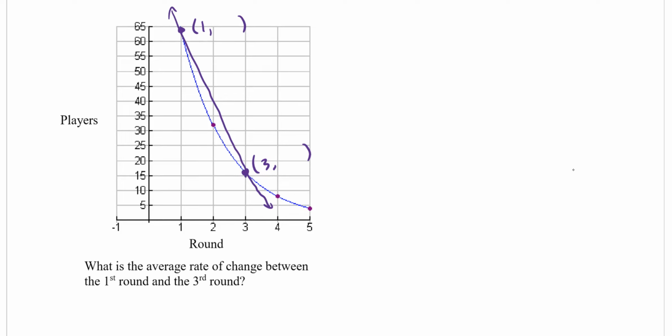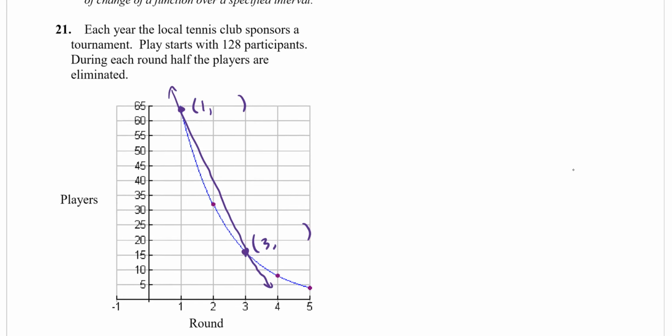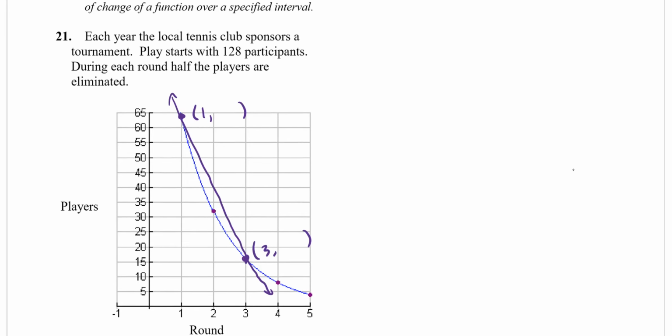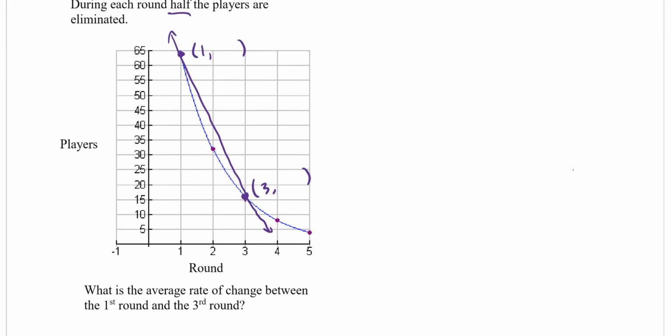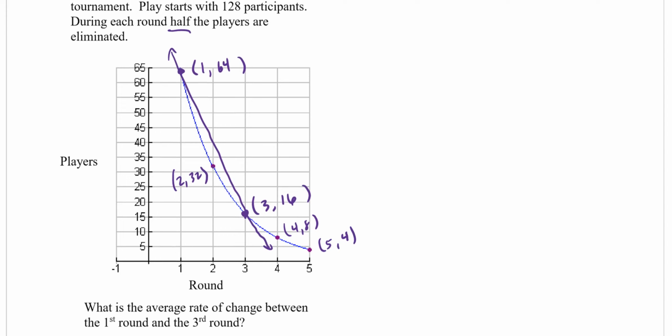Well, we know that we started with 128 people and we're cutting it in half each time. So if we had 128 to start, after 1 round we should be down to 64. And then after 2 rounds we should be down to half of 64, which is 32. And then after 3 rounds we should be down to half of 32, which is 16, and then 8, and then 4. So what is the average rate of change between 1 and 3?